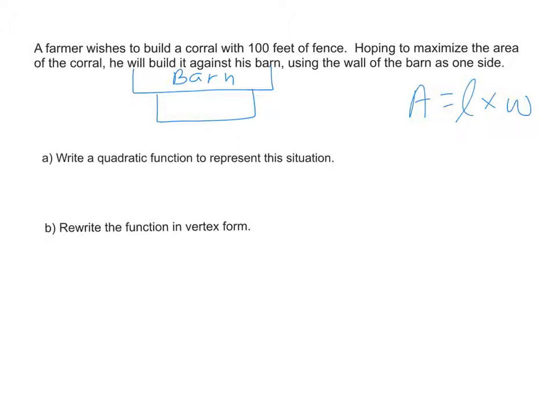We need to figure out how to use the information that we're given in the question to make a quadratic function for area. Because remember, the function is always written for whatever we're trying to optimize. We're optimizing the area, so the function is going to be A equals something. And we want to do length times width. But those are 2 different variables, and we need to somehow make it into one variable.